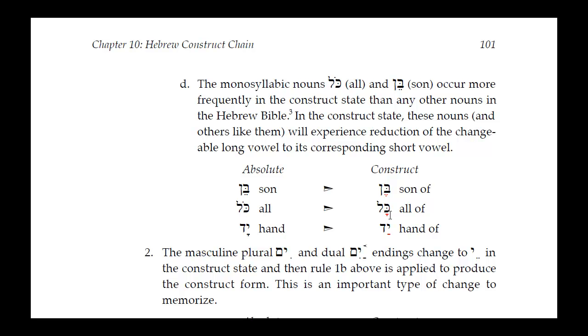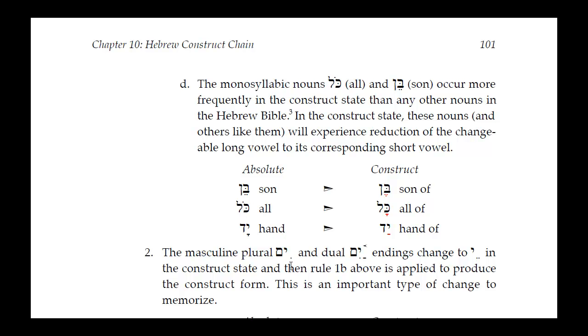Holam is a long changeable o, and qamets chatuf is a short changeable o, an ah sound. So kol, all of. We have yad. Same thing happens here. The qamets reduces to a patach. You can say yad. But we don't make any distinctions nowadays between the patach and the qamets. But if you want to, that's okay. You can say yad here.